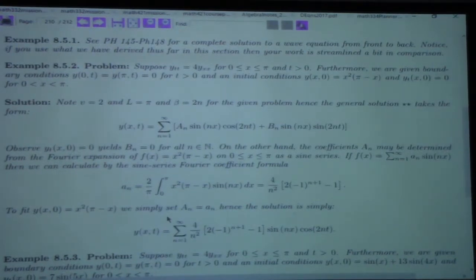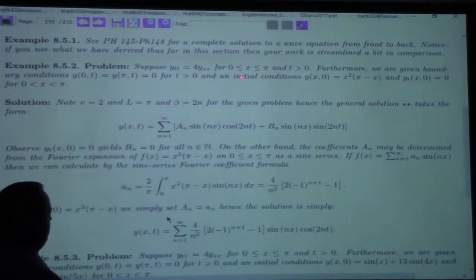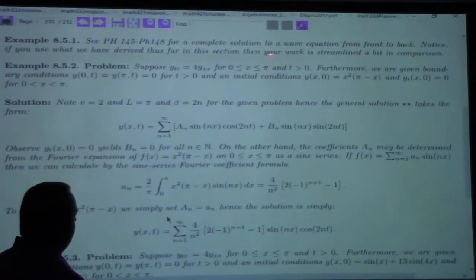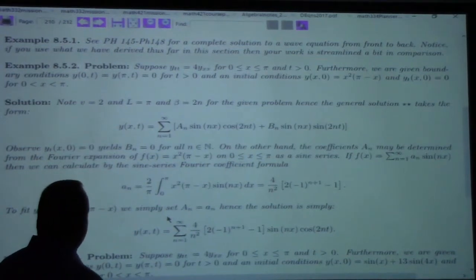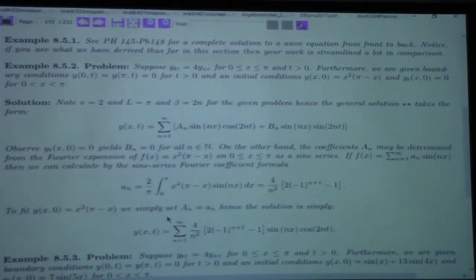Let's see, here's one. I'm given y_tt is equal to 4 y_xx for 0 less than x less than pi. So here L is equal to pi. And I'm given fixed endpoints, all right? Initial condition of x squared times pi minus x, and the initial speed is just 0. That's nice. That means that the b sub n's are 0, right? And the a sub n's are all we have to worry about.